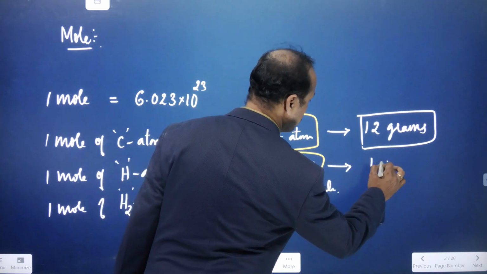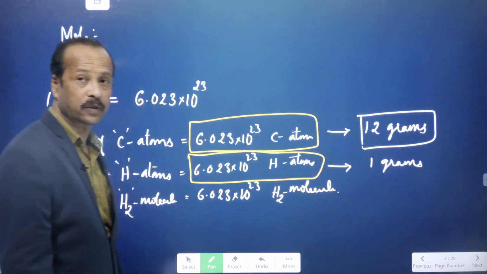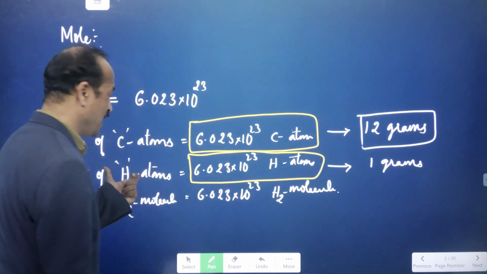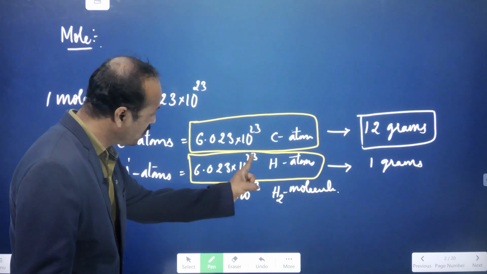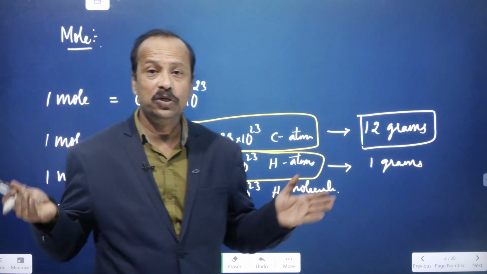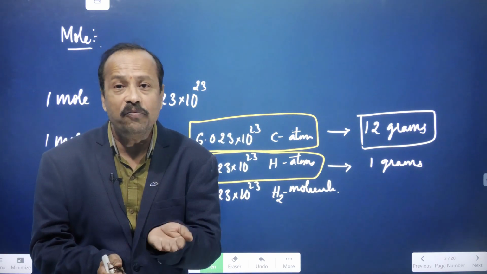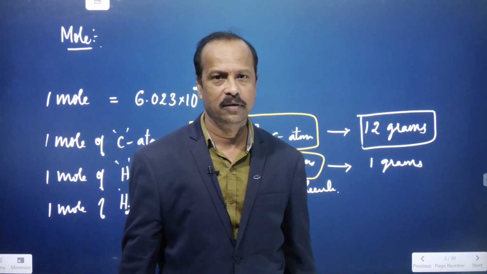I'll get only 1 gram. Approximately, I'm telling. So it is 1 gram. Okay. So 1 gram of hydrogen atoms, if I take, consists of 6.023 into 10 to the power of 23 hydrogen atoms. Or if I take 6.023 into 10 to the power of 23 hydrogen atoms together, and if I measure the mass of that, I'll get only 1 gram.